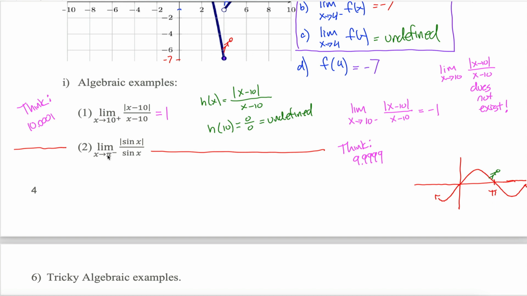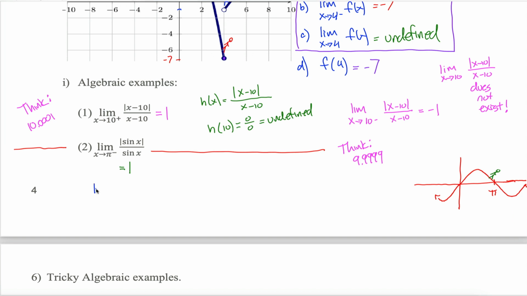What I'm saying is that when x is slightly less than pi, the sine of x is close to 0 but slightly positive. Because it's positive, the absolute value symbols don't do anything at all, and that slightly positive number that we get here is the exact same as the slightly positive number that we get here. Therefore, this limit is equal to positive 1. You might be able to see the punchline already.